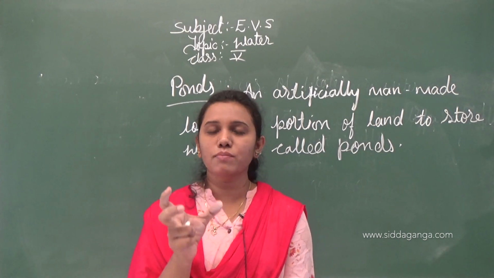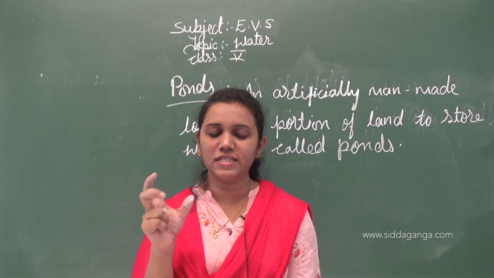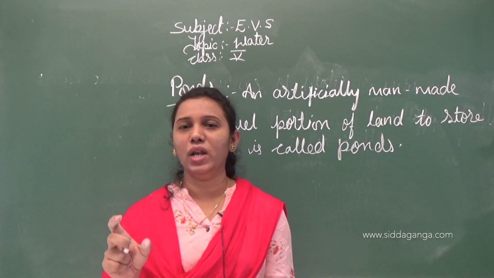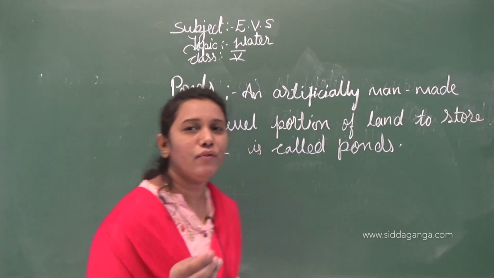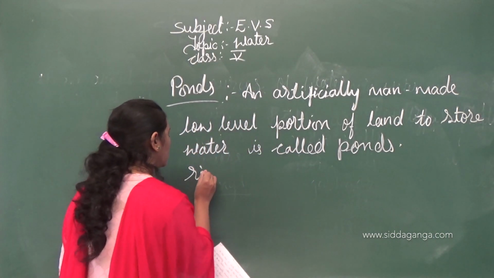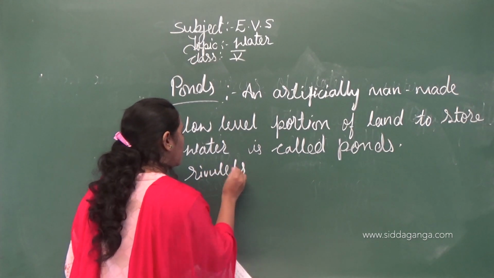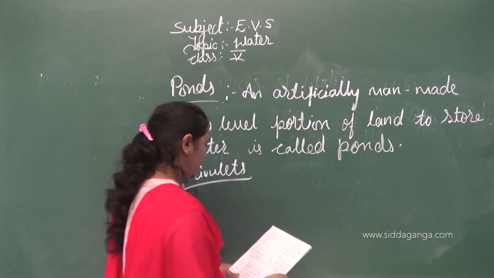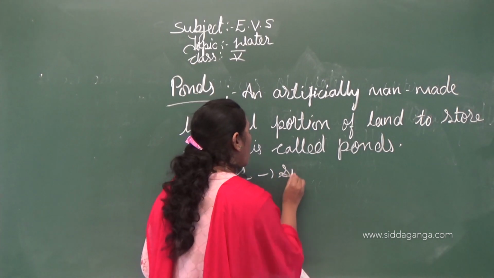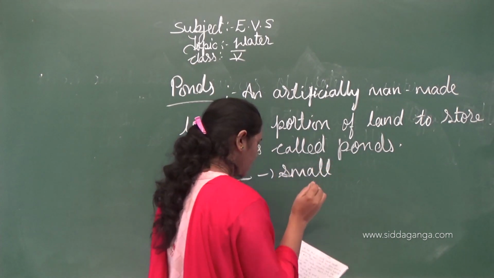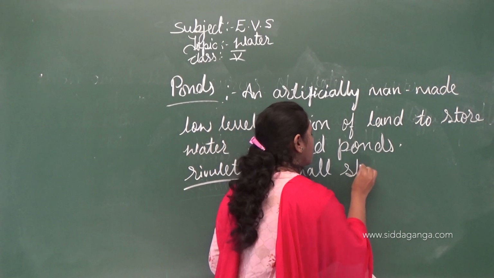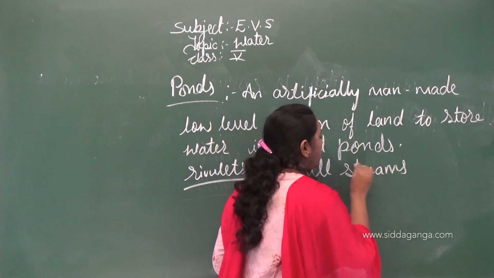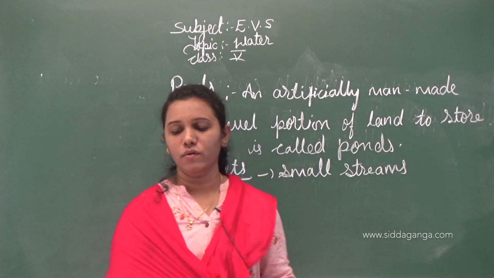It means small streams. Understood? Small streams called rivulets. What is the meaning of rivulets? Rivulets means small streams. Small streams. Okay, once again.